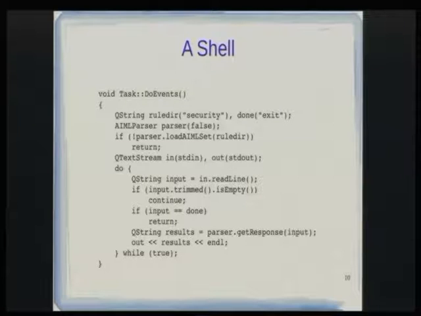Basically, you set up a rules directory, which is going to be used later. You instantiate the parser. You tell it to load the AIML rule set out of the rule dir, and then you create standard in and standard out. And then you have the event loop where you read standard in. If it's empty, you go around the loop again, because somebody's hit the enter button. And if the input is equal to the done string, then exit. Otherwise, you call the parser and get the response, and then you write it to standard out. That is all there is to it. So, it's looking pretty promising.